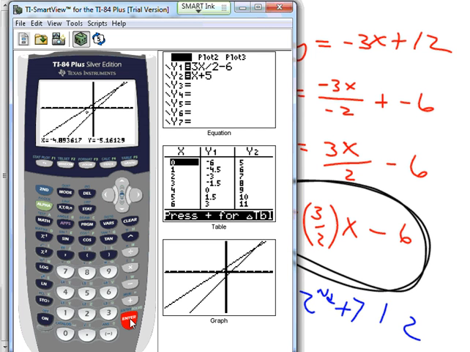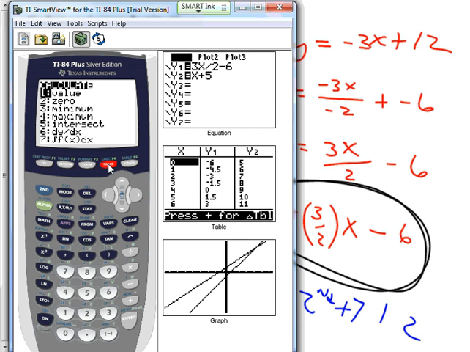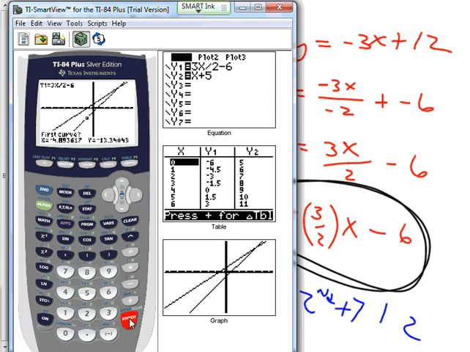Using trace is kind of the caveman way of doing it. The official way to find where two lines cross is to go to second, calculate, intersect, right above trace. And then I hit enter, enter, enter. And it tells me they intersect at 22, comma 27. So that means that x is 22 and y is 27. Brings you right to the intersection. So there's my answer, 22, comma 27.